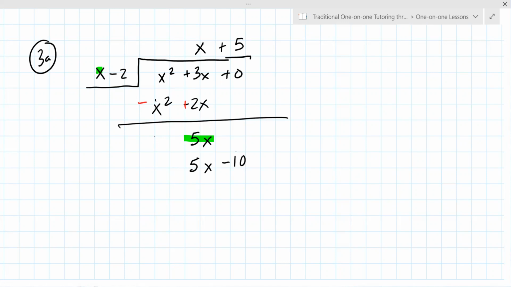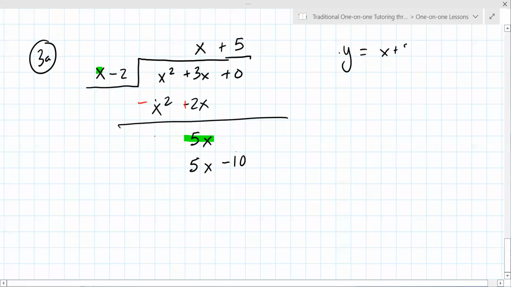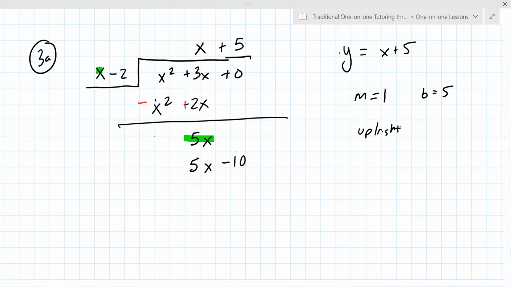Yeah, so a few reminders here about your graph. This has a slope of 1 and a b of 5. So slope of 1 means it's going to go up and to the right on your graph. And you went down and to the right. It doesn't matter, but that's why the instructor circled it.